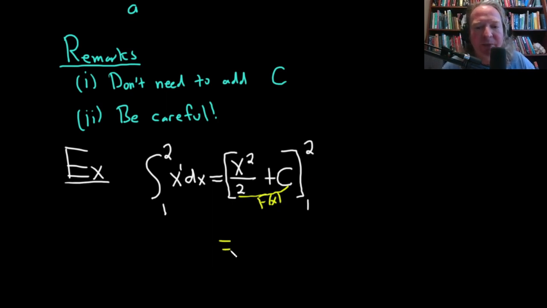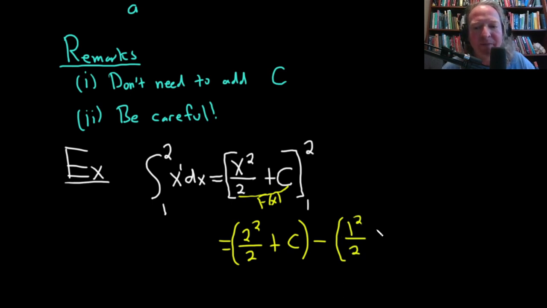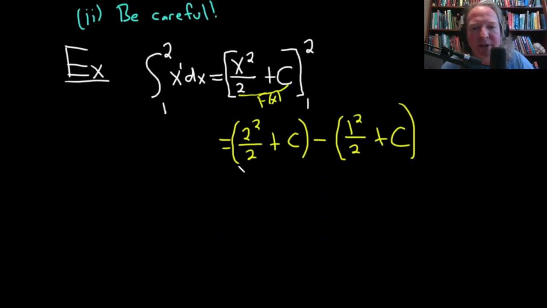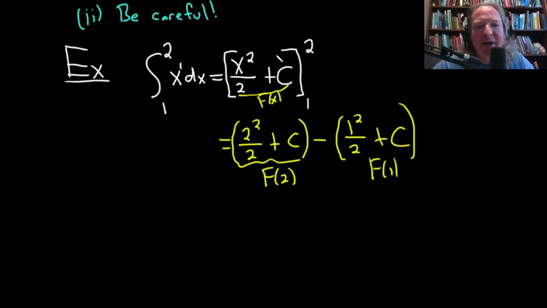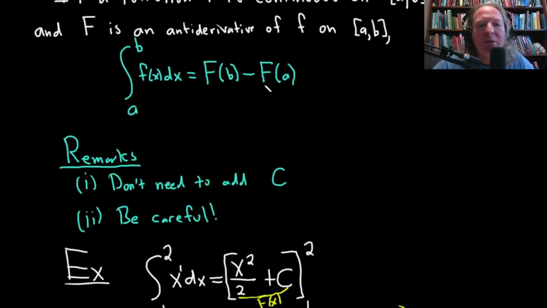If you plug in a 2, you get 2 squared over 2 plus c. That's big F of 2, because you plugged in 2 into big F, minus, and then plugging in 1 into big F, it's big F of 1. Let me scroll down here and write it for you. So this is big F of 2, and this is big F of 1, just using the formula, which again is F of b minus F of a. I think a lot of people don't actually think about the formula, which is fine. You don't really have to, but I just want to show you that we are actually using it.